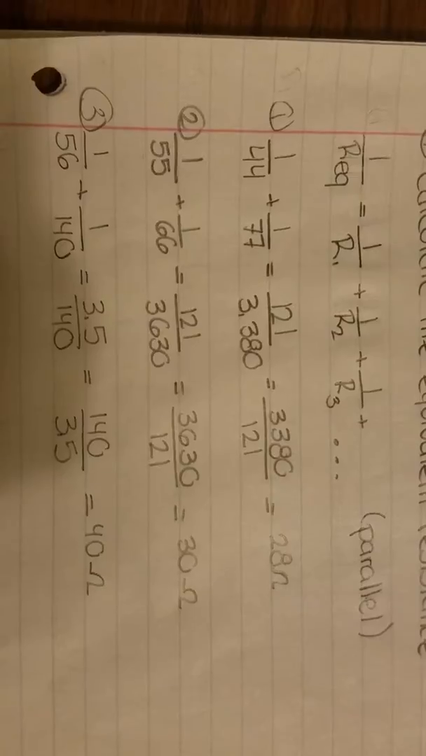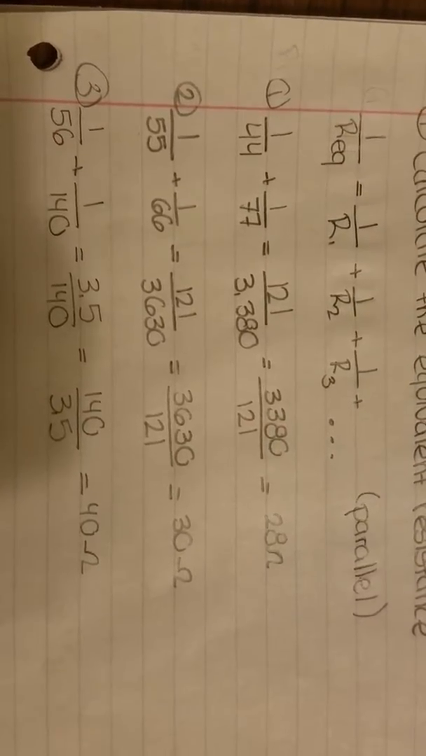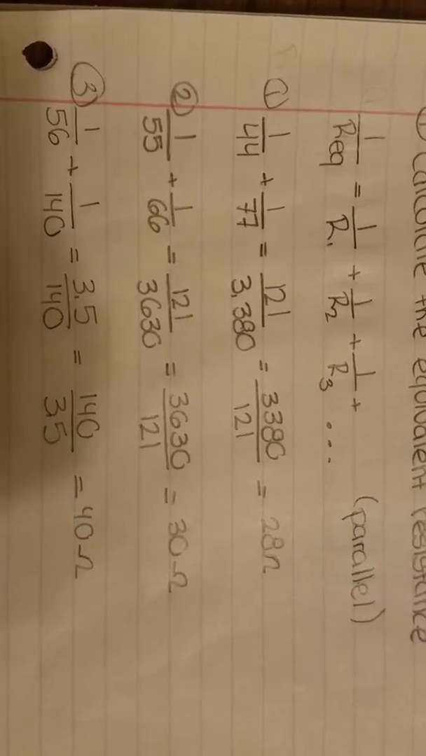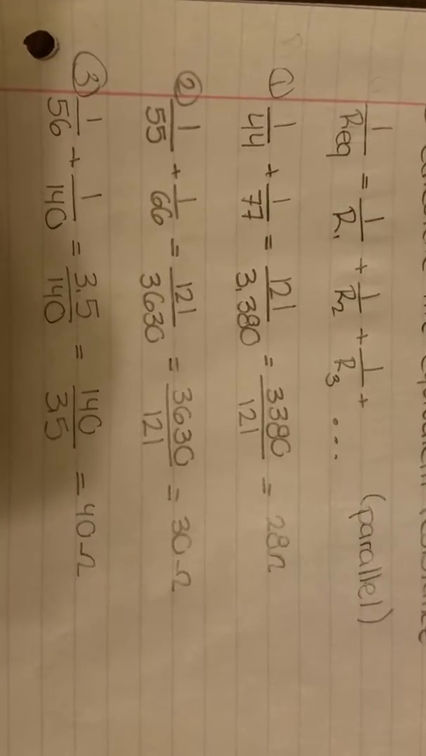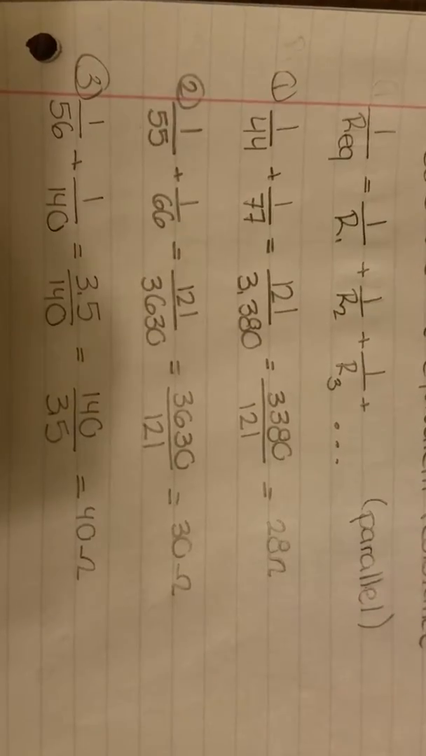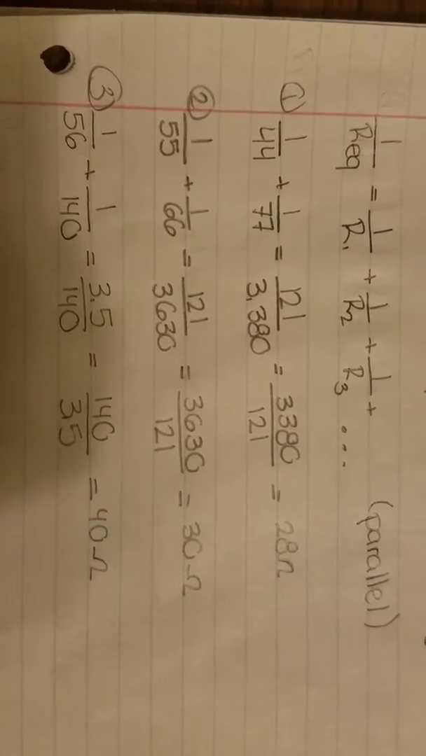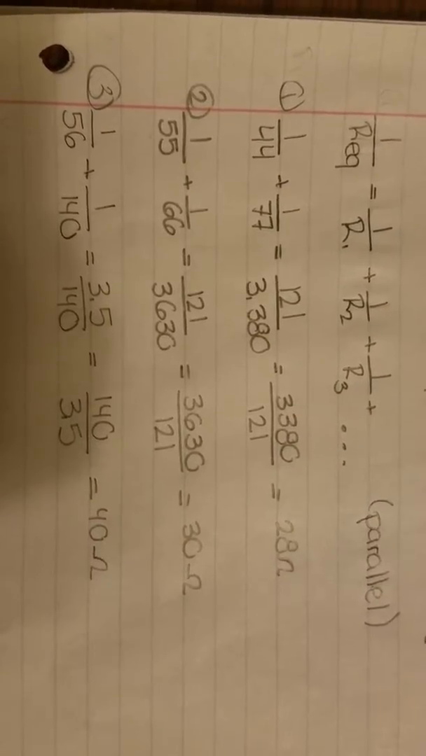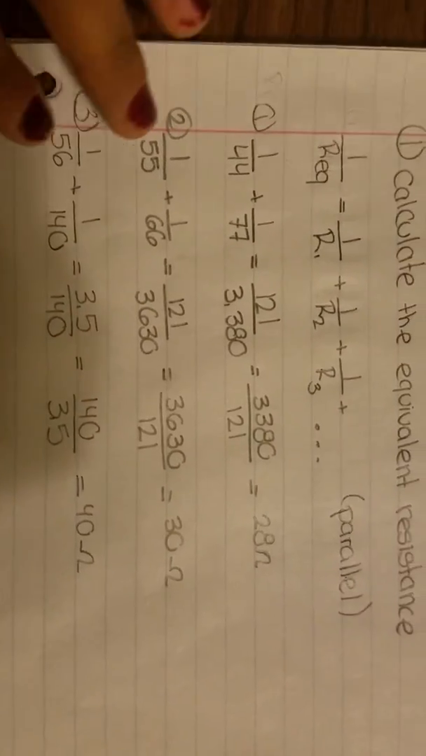For the second one, you get 1 over 55 plus 1 over 66 is equal to 121 over 630. Always remember to invert, and you get 3,630 over 121, which is equal to 30 ohms. For the third, you get 1 over 56 plus 1 over 40 is equal to 3.5 over 140. Inverting it, you get 140 over 3.5, which is equal to 40 ohms.